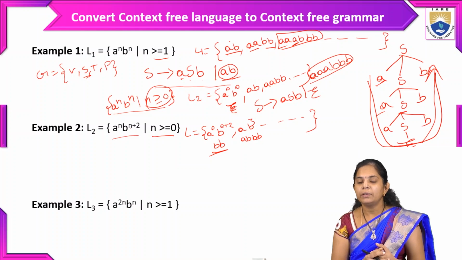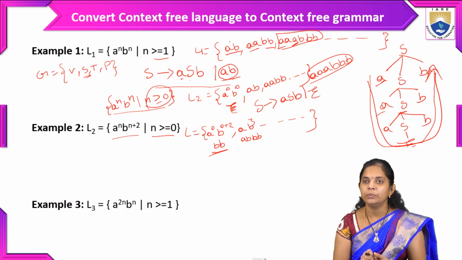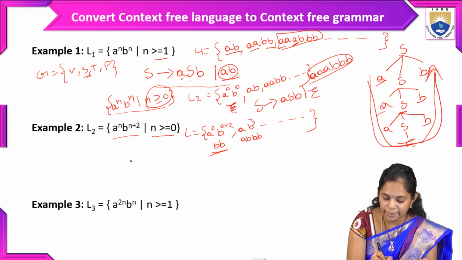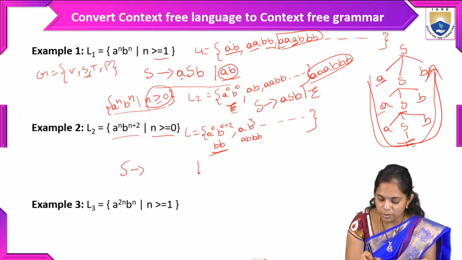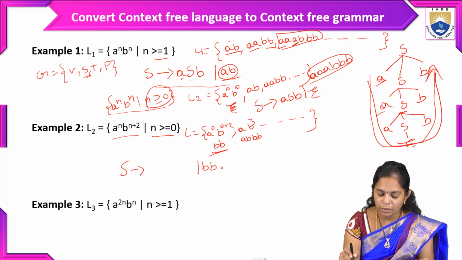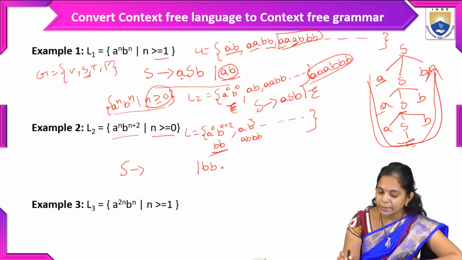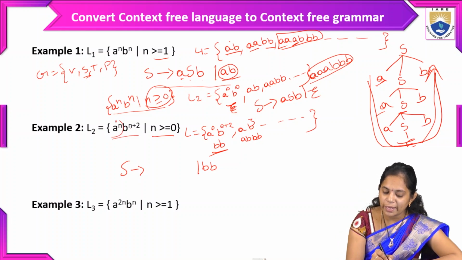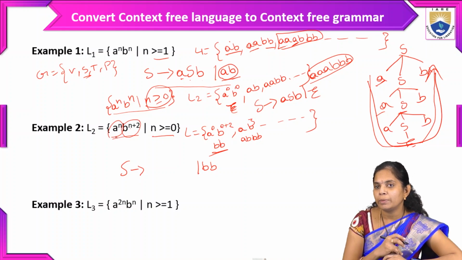So whenever we have the minimum value, we write it like this: S tends to, first, BB. Then, the number of A's are followed by the number of B's, so A is followed by B's.